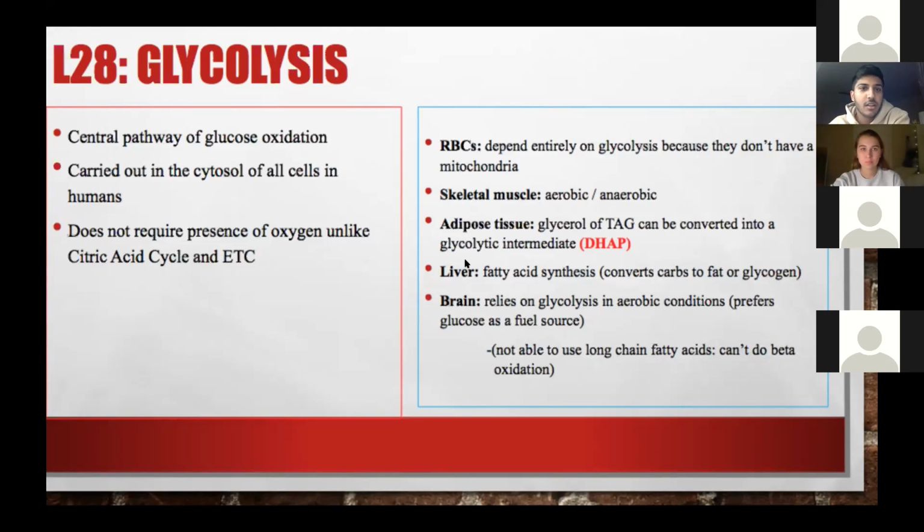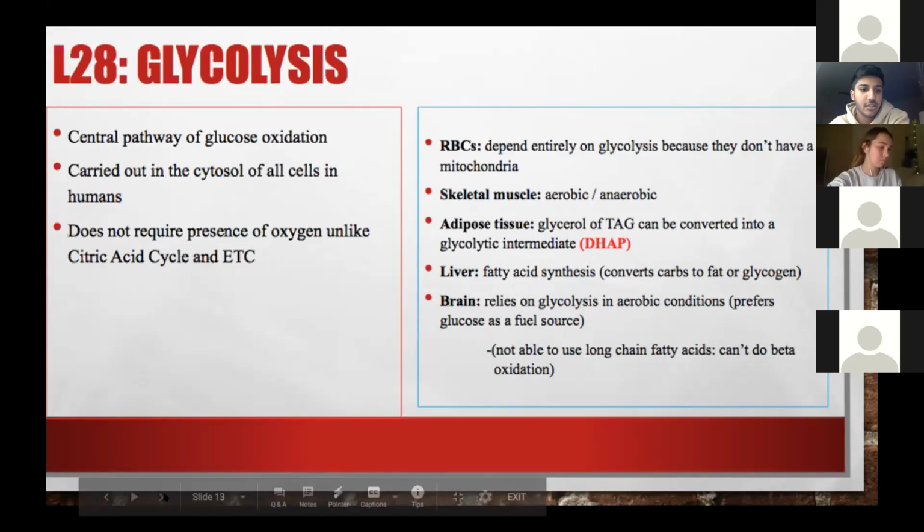And then for the brain, it's also going to rely on glucose or glycolysis a lot, just like those red blood cells. So these two are going to heavily rely on it, except this is going to be in aerobic conditions. And the reason why is because obviously you have beta oxidation to make energy, but the thing is the brain can't use those long chain fatty acids in order to get that energy. And so that's why it relies on glycolysis heavily.